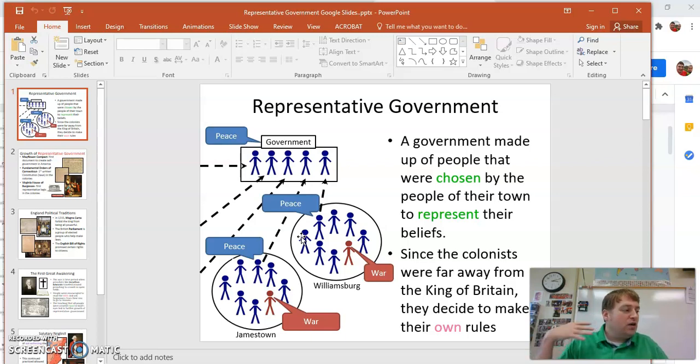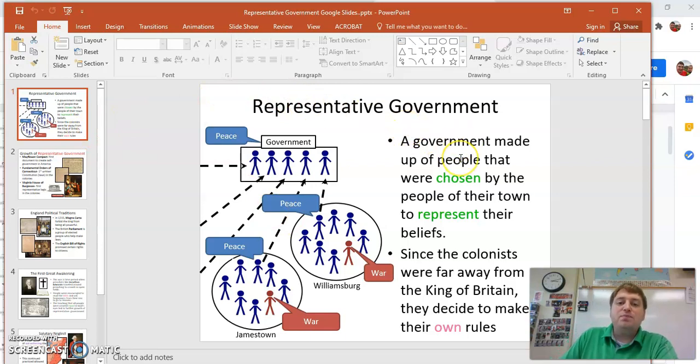So we're talking about representative government again, and remember that is such a huge key term in our tests and our quizzes, and even in the STAR test. Representative government, self-government, or even legislatures or assemblies, are huge keywords that we need to look for. So what is representative government?